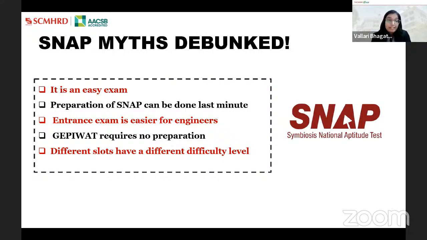GPI WAT is the group exercise, personal interview, and the written ability test. It is something that we need to practice and develop our skills for over time. We need to focus on things like reading books, writing a small paragraph, reading the newspaper. Another thing is that people say different slots have a different difficulty level, but no, all the slots in the SNAP test are normalized and have the same difficulty level.